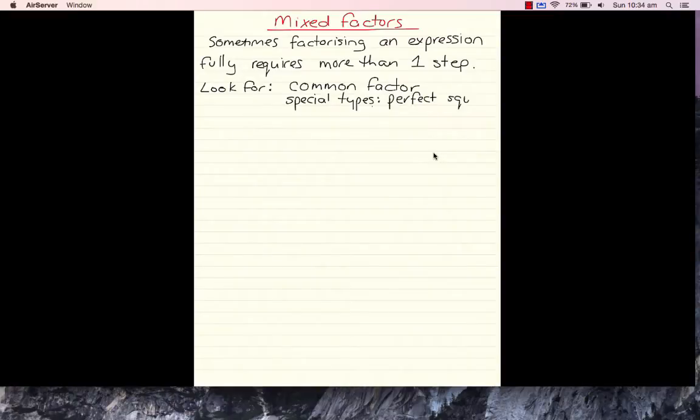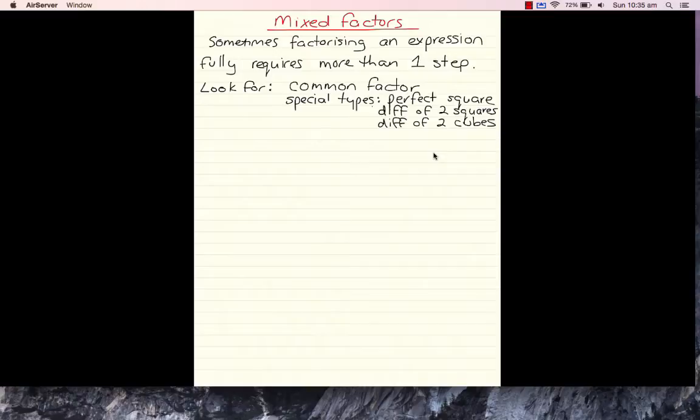Then you want to have a look at what's left and say, is this one of my special types? Is it a perfect square? Is it a difference of two squares? Is it a difference of two cubes? That's the reason it was so important that you did so many of them. You need to get really, really familiar with what they look like when they've been expanded so that you can easily factorize them.